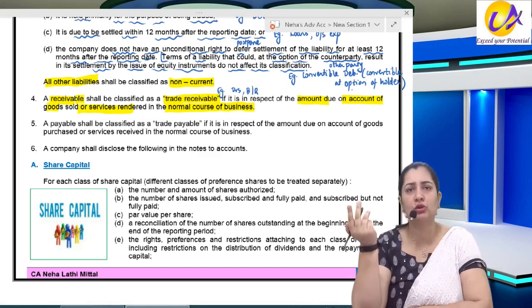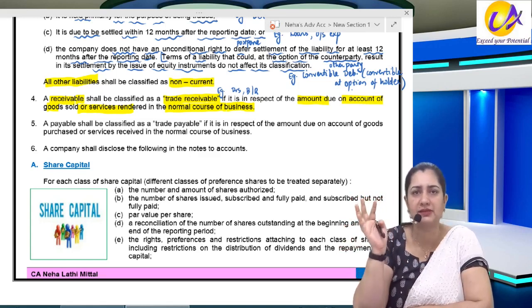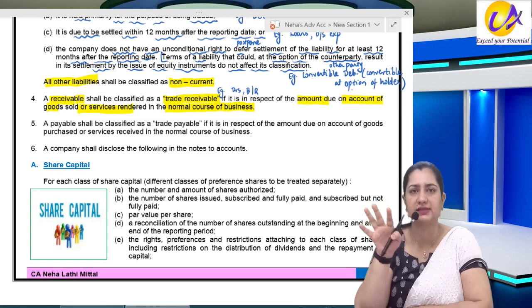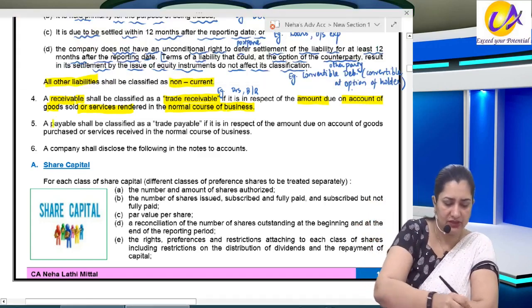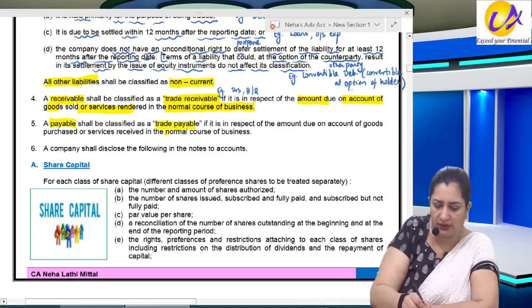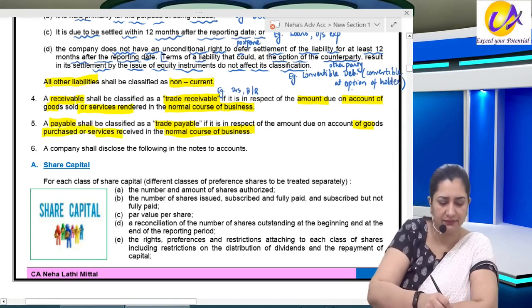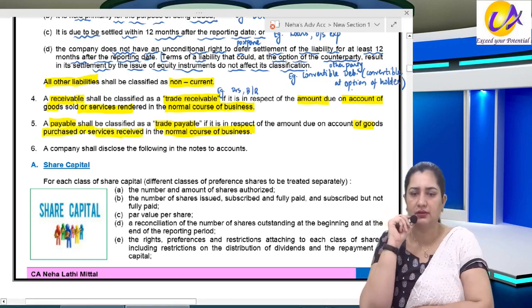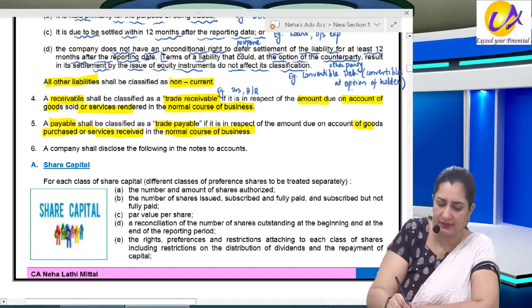And what is not normal course of business? Loans given, other things, outstanding receivables, prepaid expenses. Now, what is prepaid expense? It is not normal course of business. It will come under others. It will not come under trade receivable. Similarly, you have a payable which is payable in your normal course of business for goods purchased or services rendered. All of that will be trade payable. Again, for example, creditors and bills payable. This is your normal course of business.